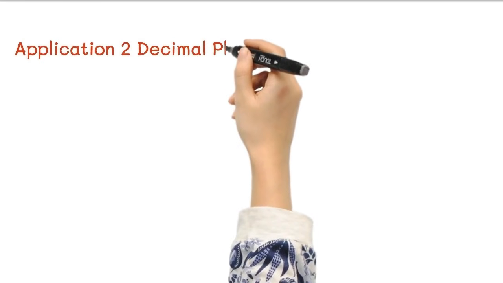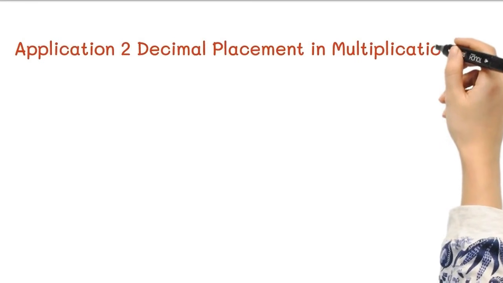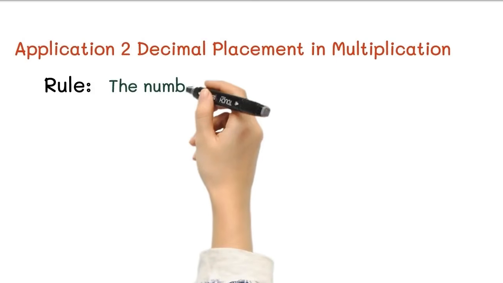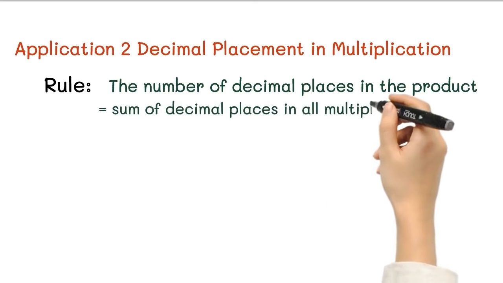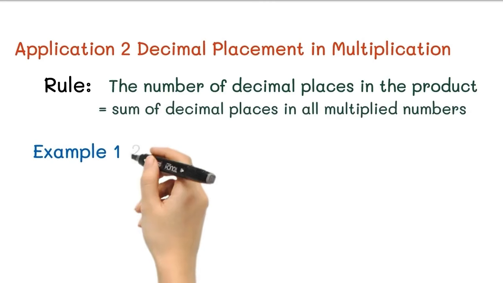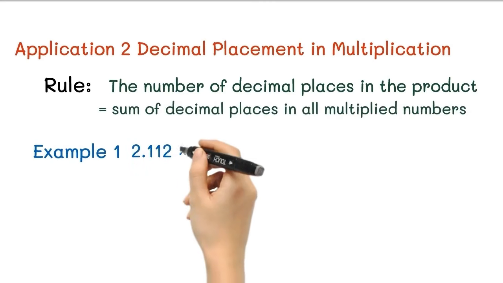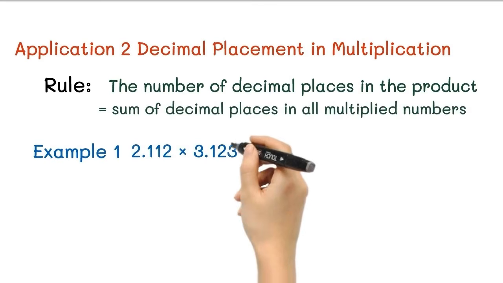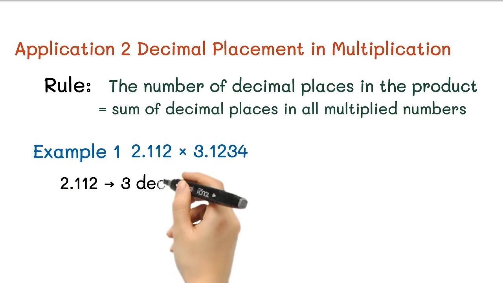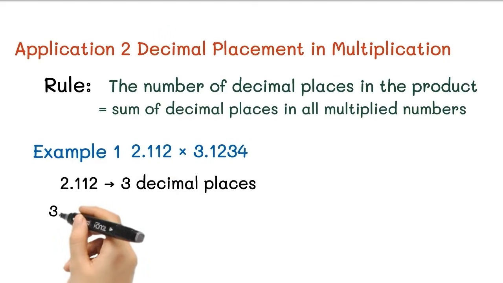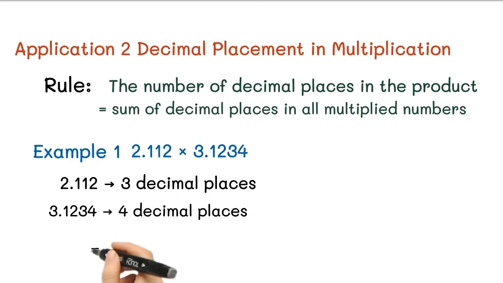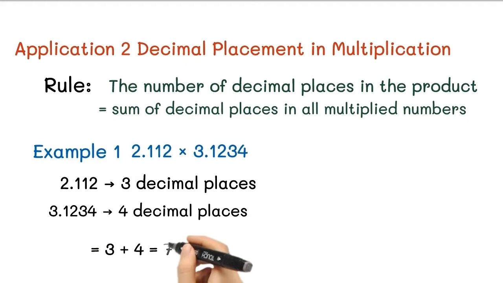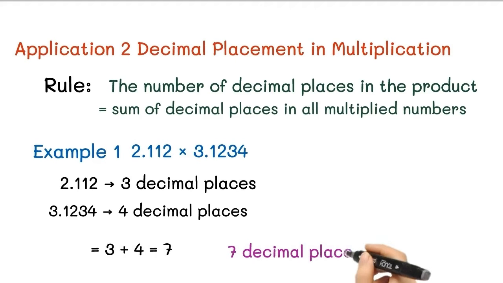Application 2: decimal placement in multiplication. Let's understand the rule. The number of decimal places in the product equals the sum of decimal places in all multiplied numbers. Example 1. 2.112 times 3.1234 equals. 2.112 gives 3 decimal places. 3.1234 gives 4 decimal places. So total equals 3 plus 4 equals 7. So there will be 7 decimal places in the product.